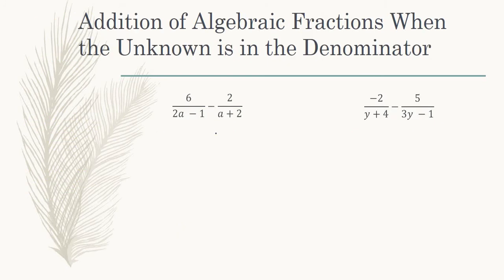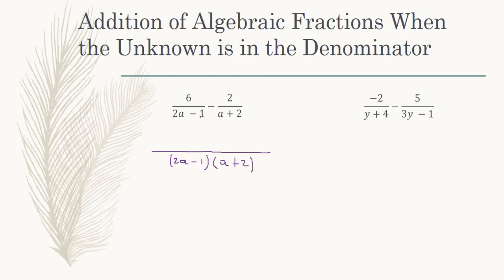For our next example, it's the same idea. We need to find a common denominator. For the common denominator, we're just going to write these denominators as a product. So it's going to be 2a minus 1 in bracket times a plus 2.